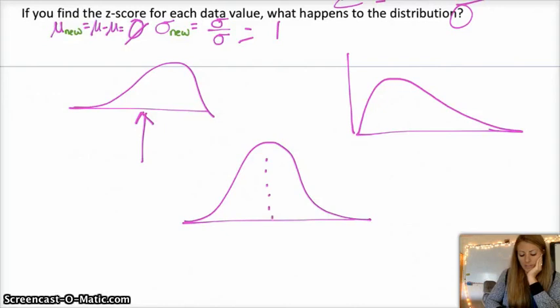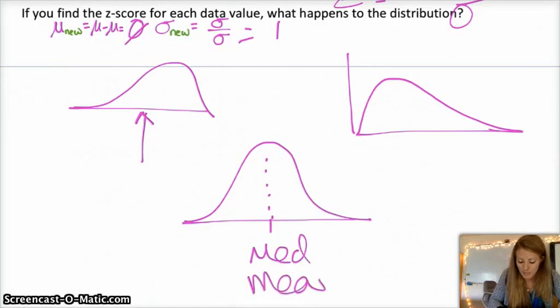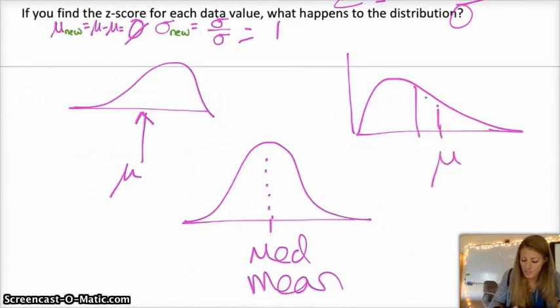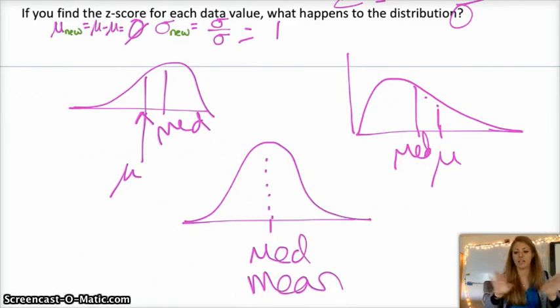So in a perfectly symmetric distribution, your median and your mean are going to be in the center. And in a skewed distribution, same thing as before, your mean's going to get pulled a little bit towards the outliers. Your median is going to be towards the other side, here's your median, and then your mean gets pulled towards the outliers.